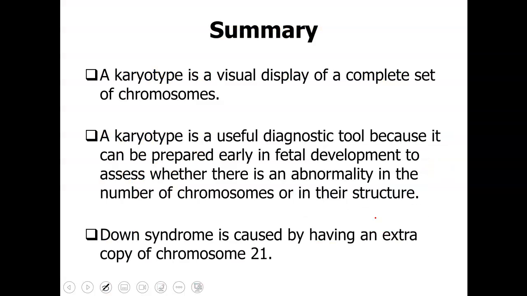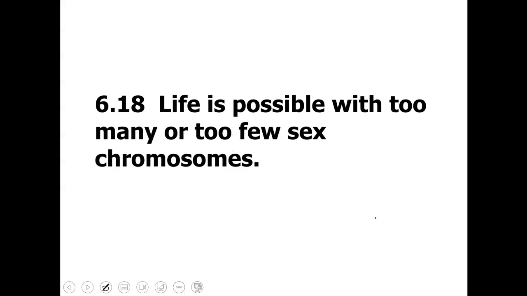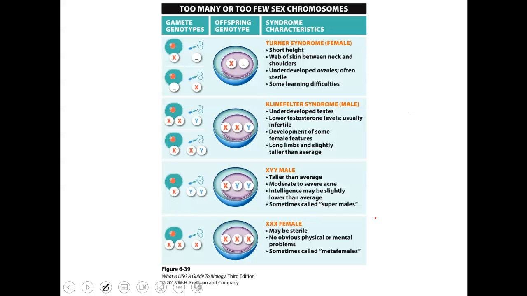So in summary, the karyotype is a visual display of a complete set of chromosomes. A karyotype is going to be useful when you're diagnosing different chromosomal disorders. You take it basically from the fetal cells and you assess if there's going to be any type of abnormal chromosome structure there. Down syndrome is going to be caused by having an extra copy of chromosome 21. So life is going to be possible with too many or too few chromosomes, but it's going to depend on which one that you have too many or too few of.